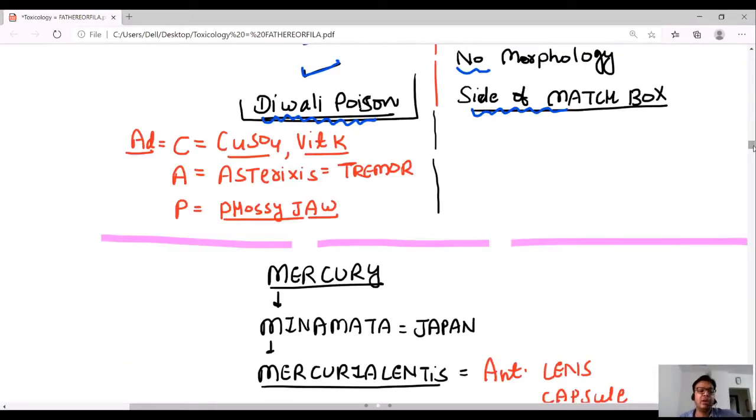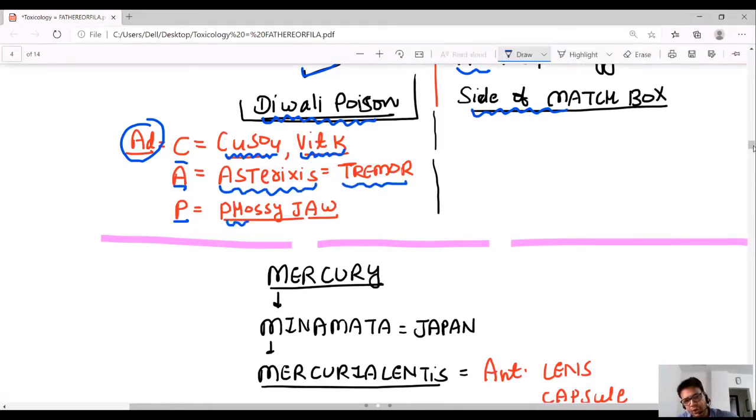Now, Doctor, what is the antidote? CAP. C for copper sulfate. Along with copper sulfate, we use vitamin K. A for asterixis, the tremor in phosphorus poisoning. And P for phossy jaw. The jaw becomes necrosed. That is phossy jaw.